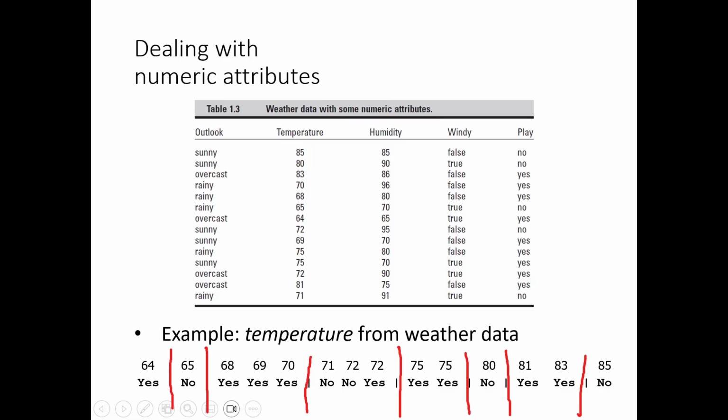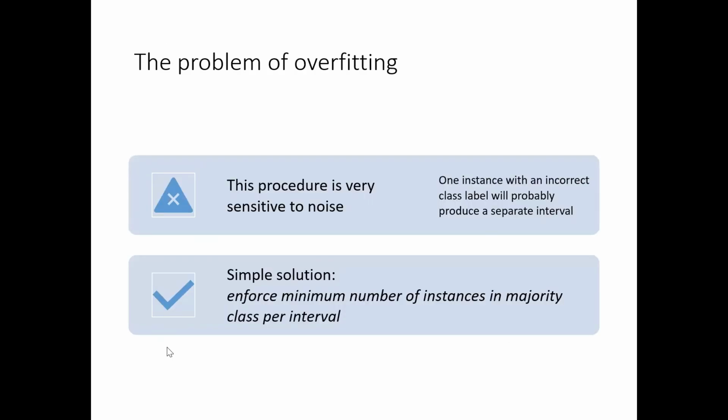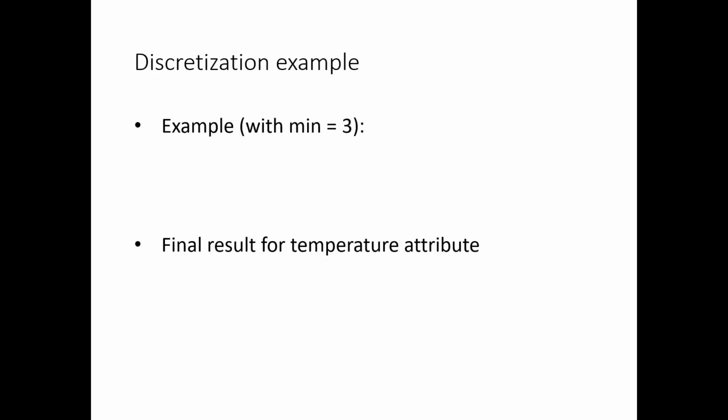But the problem with this one is that there are too many intervals. Therefore, we can simplify the number of ranges. Overfitting means usually you might get very high accuracy in the training, but very poor accuracy in the testing. So this also can happen here because you have too many separations. Therefore, we will put a minimum condition. So what do you mean by minimum?